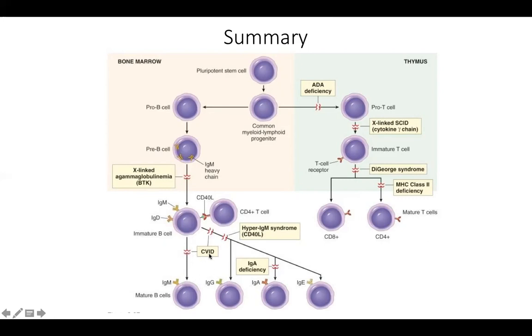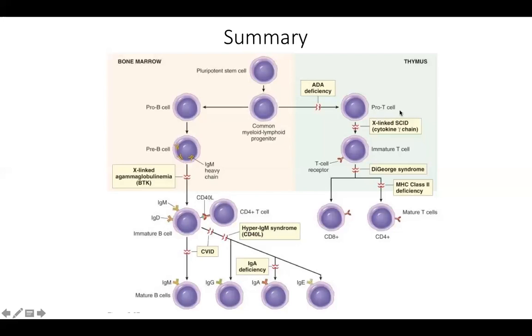We didn't discuss this. This is combined variable immunodeficiency. CD40-CD40 ligand interaction, that is X-linked hyper-IgM syndrome because of CD40 ligand defect. IgA deficiency, selective IgA deficiency, because of some problem in class switching. So you can see here that the T cell comes, interacts with the B cell, then the class switching into IgG, IgA, IgE happens. Otherwise, it is only IgM. Before the T cell interaction, it's only IgM.